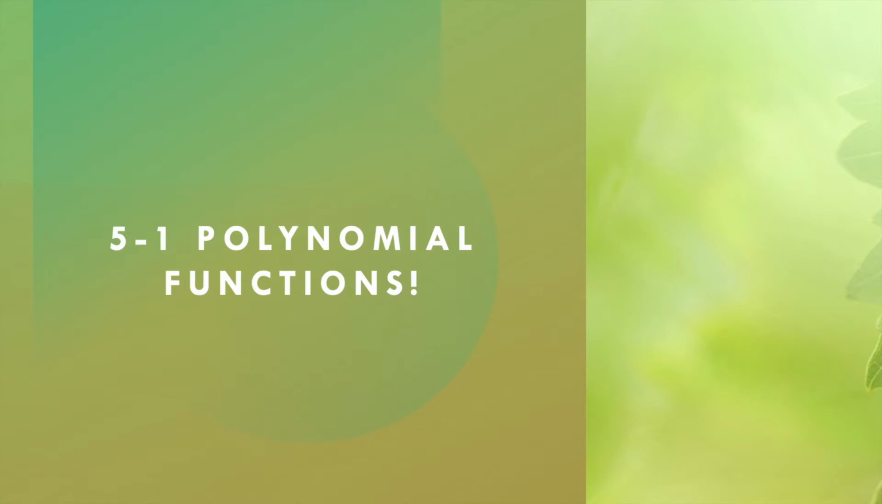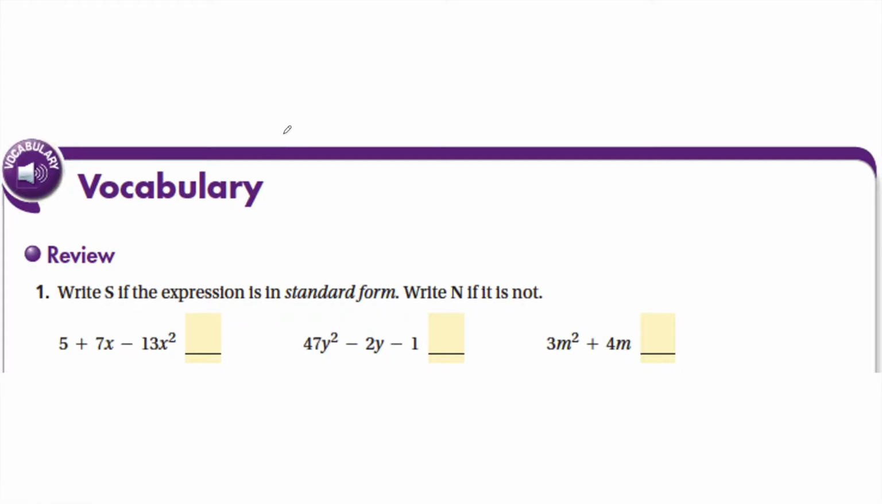Let's begin. So let's talk a little bit about the vocabulary for today. Write an S if the expression is in standard form and write N if it's not. In order for something to be in standard form, all you have to remember is that the exponents need to be decreasing as you go from term to term.